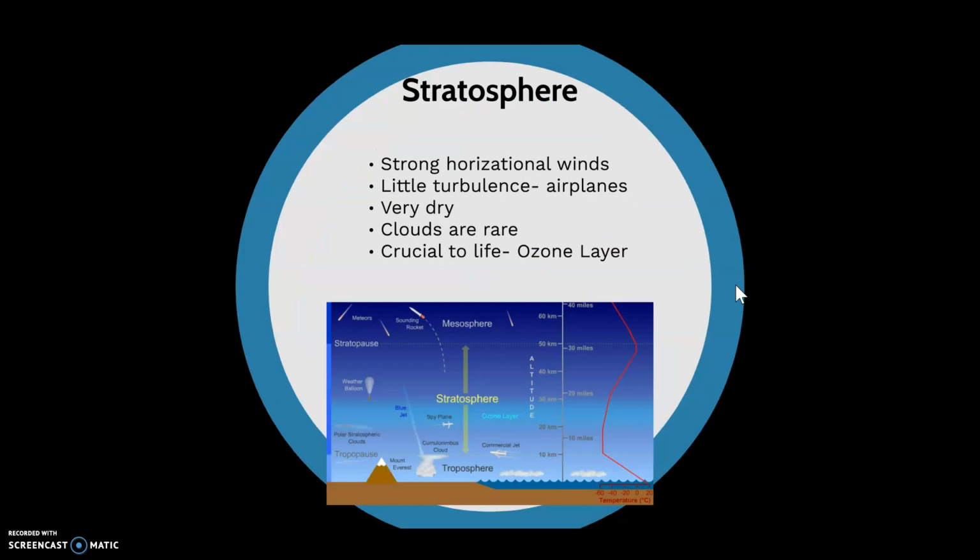Okay, so the stratosphere, the next one. In this layer, we have a lot of strong horizontal winds and very little turbulence. So this makes it really perfect for airplanes. Once airplanes reach their ascent, they are going to be in the stratosphere. It's really dry. Clouds are rare. And here we have that crucial layer, the ozone layer, that's really important for us because it blocks the sun's rays for us.